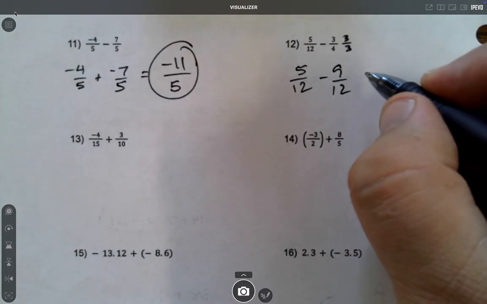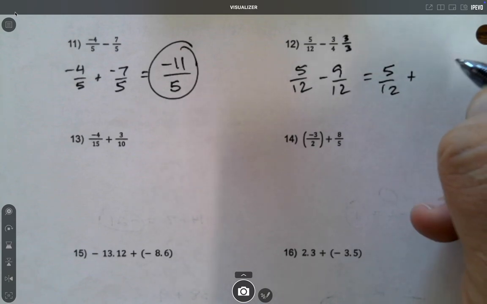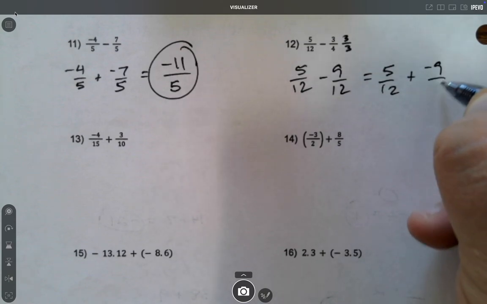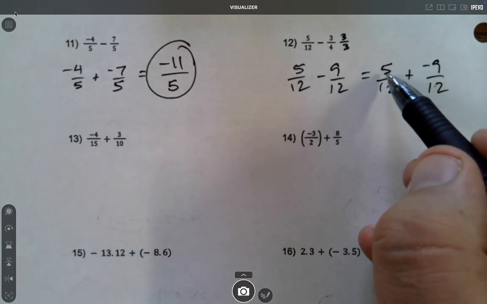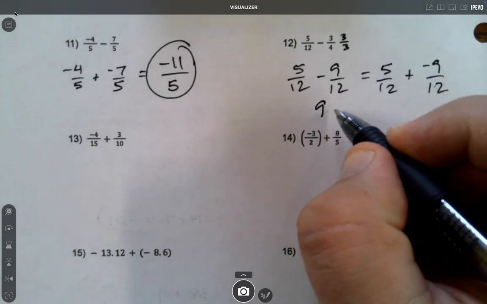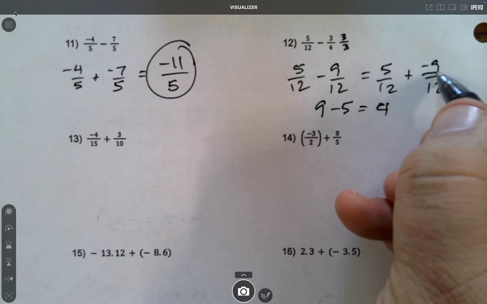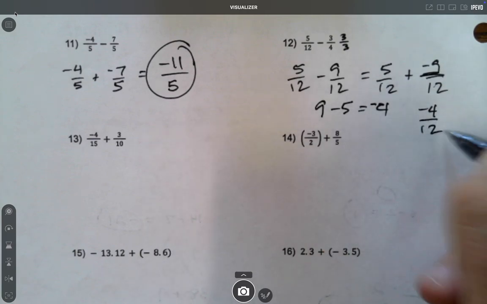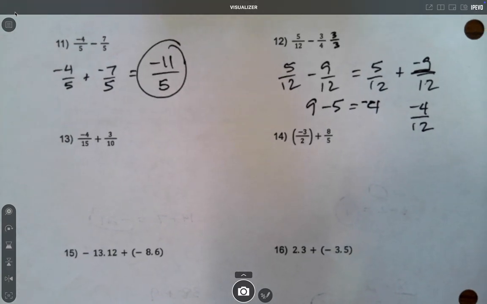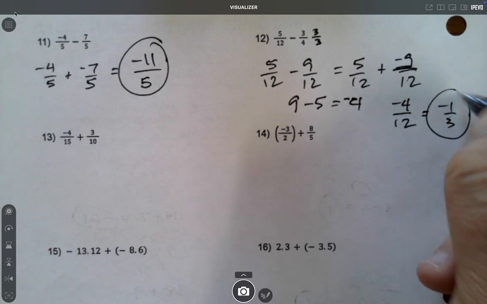So it's a subtraction problem, so we'll do keep the 5/12, change subtraction to addition, change the positive 9 to a negative 9. So since we're adding different signs, it's a positive 5 and a negative 9. I'll do the bigger minus the smaller, but I'll keep the sign of the bigger one, which is the negative 9. So I get negative 4 over 12, which we can reduce to negative 1 over 3.